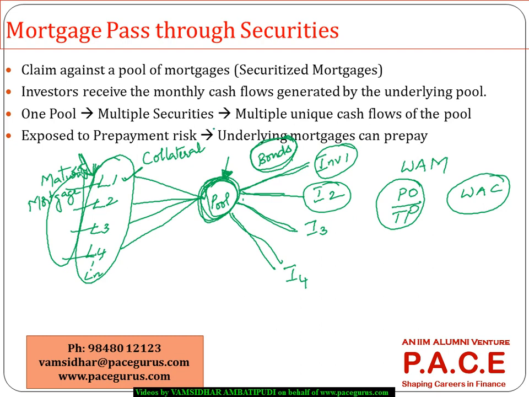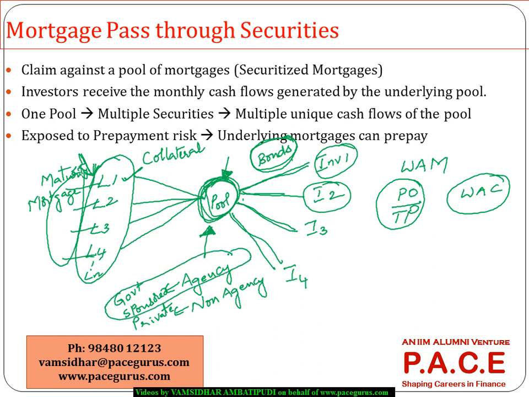Generally, the companies which form this pool, we can categorize them as agency or non-agency. Agency is more like government or government sponsored entities, whereas non-agency is more of private. So you can categorize these pool creators as either agency or non-agency.